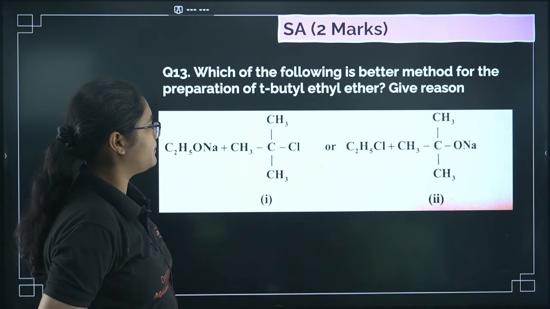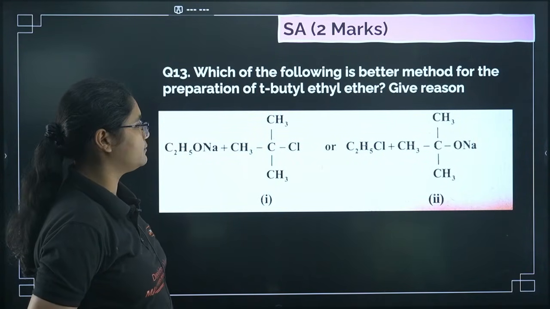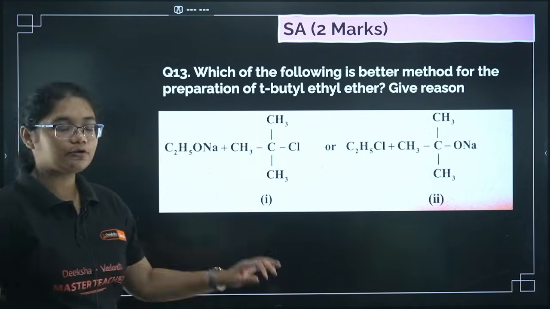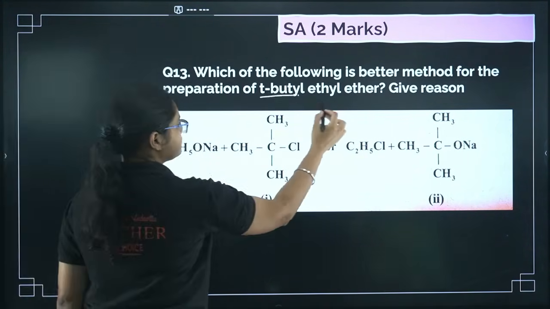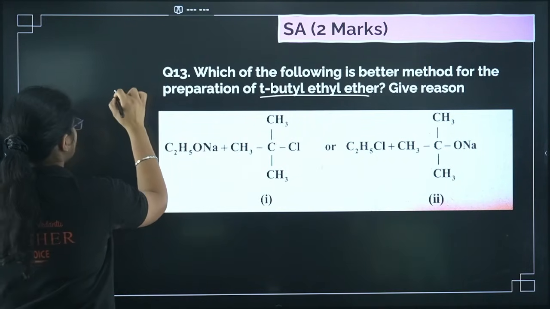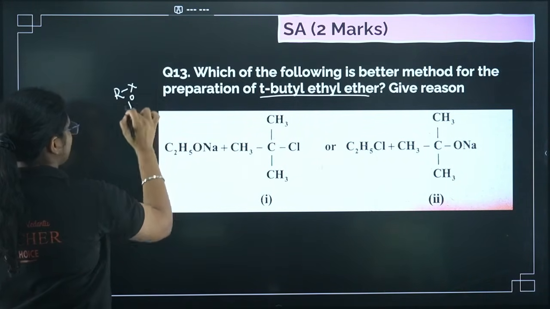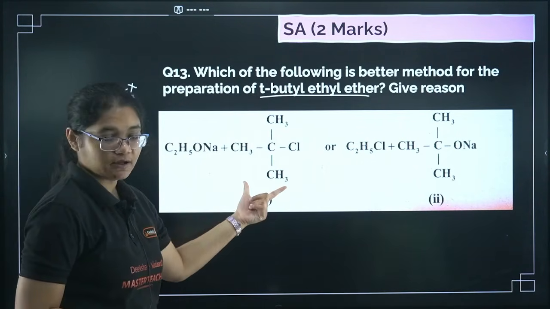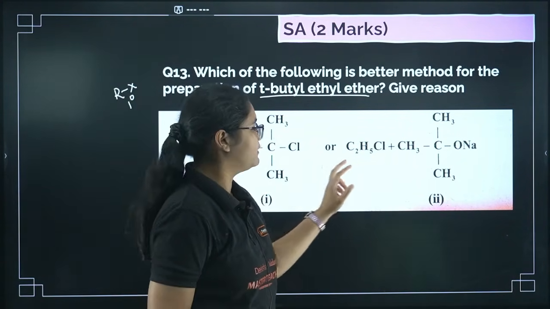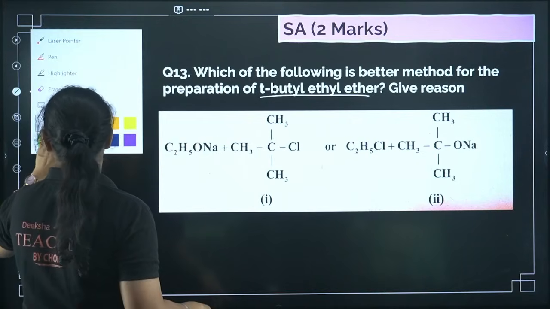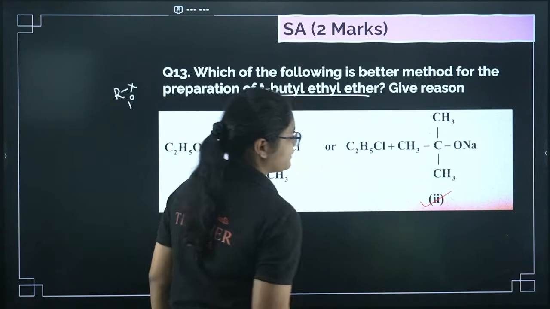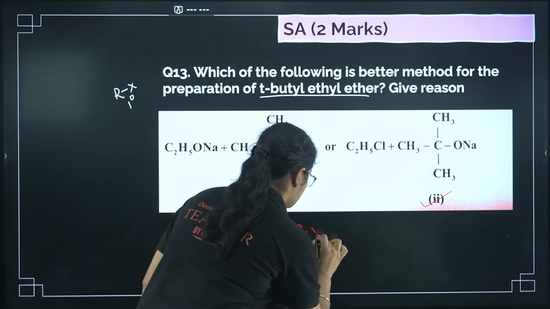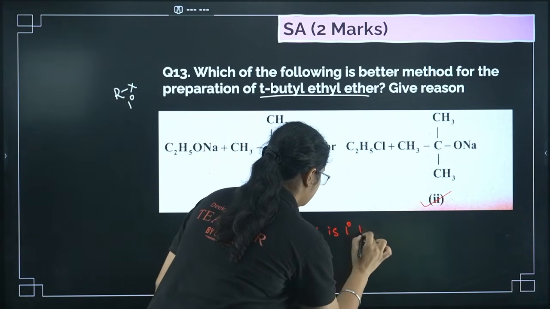Next we'll see question number 13. Which of the following is a better method for the preparation of tert-butyl ethyl ether? Now I told you, whenever you prepare this type of ether through Williamson ether synthesis, the RX must be a primary halide. Now here you see this RX is a tertiary one, but here this is the primary one. So which method will be preferred? Second method will be preferred. The reason being, here the RX is a primary halide.